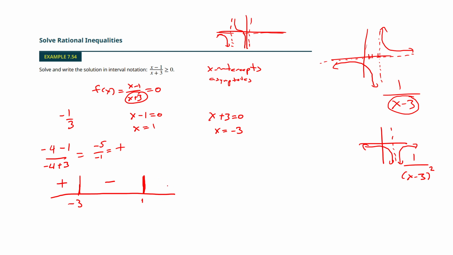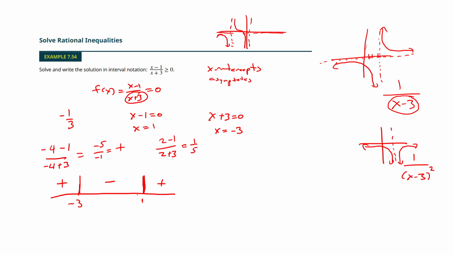Now let's check over here. It's probably positive, negative, positive, but it doesn't have to be, so you do need to check. So I'm going to pick 2 here. So 2 minus 1 over 2 plus 3, I get 1/5. Okay, so I've got positive, negative, positive. So I have my regions.